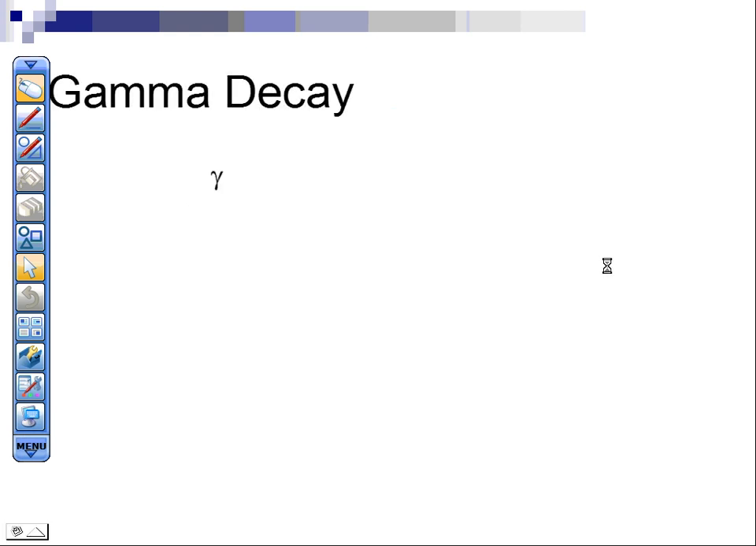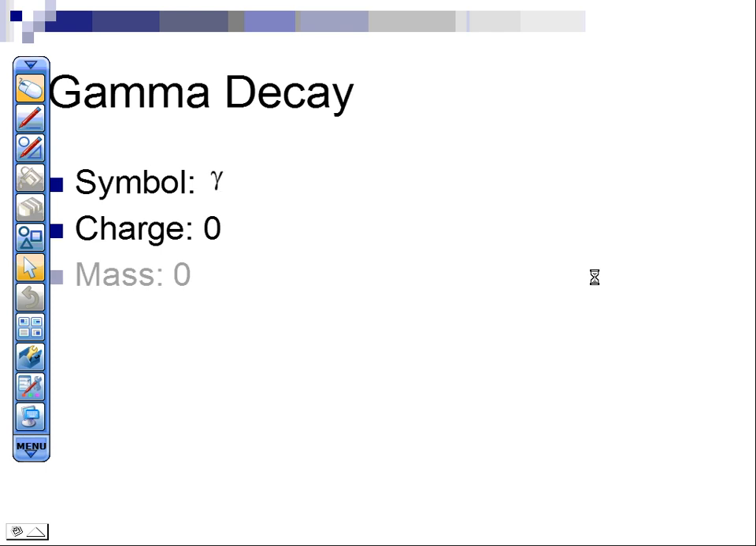The last type of decay has the symbol gamma. It's actually an electromagnetic wave. We won't be writing it in our equation, but a lot of times it's given off as a byproduct when the other particles are given off. So it may give off an alpha and a gamma. What I want you to know is that it has no charge and no mass, so that's why we don't write it in the equation. It doesn't change the element, but it's energy that's given off.